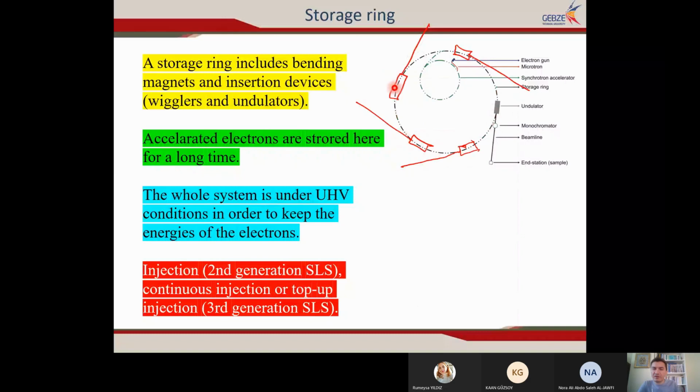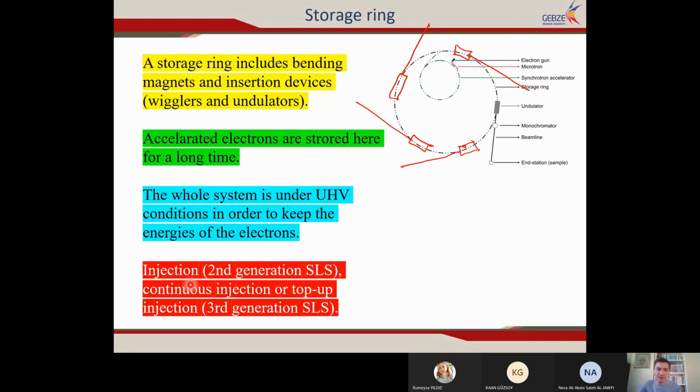Although you have UHV conditions, electrons can lose their energies. Also, since they are deflected within the bending magnets and in the insertion devices, they lose their energies over time. Then you have to inject new fresh electrons with certain high GeV energies from the booster to the storage ring. This is called injection.